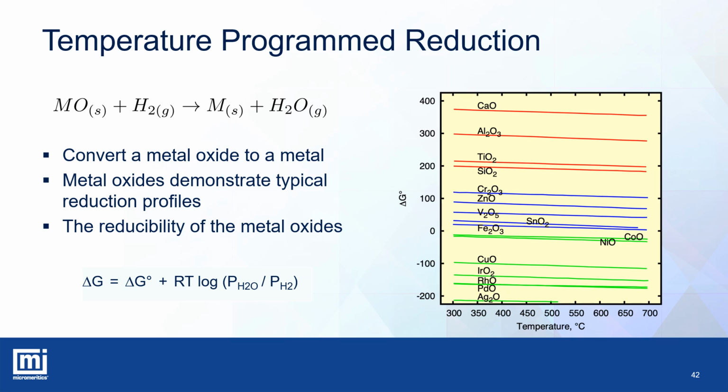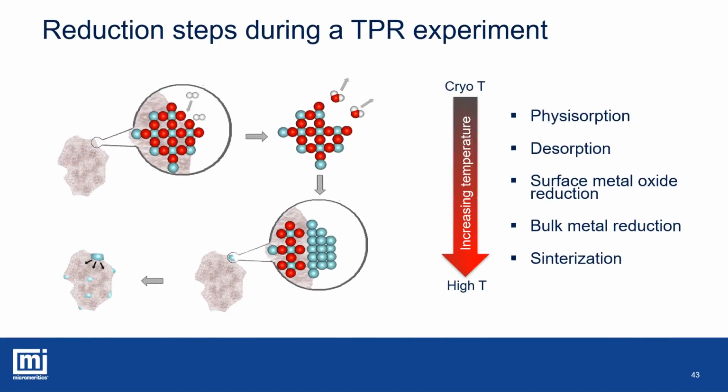At cryogenic temperatures, hydrogen might physisorb on the support to be later desorbed as the temperature increases. At a certain temperature, the reduction begins on the surface of exposed metal oxide, and two mechanisms of reduction may occur, as we will see in the next slides. When reaching higher temperatures, hydrogen penetrates in the bulk of the catalyst and all the available reducible species are reduced. If the TPR proceeds to much higher temperatures, the metal begins sintering, reducing the surface area and dispersion.